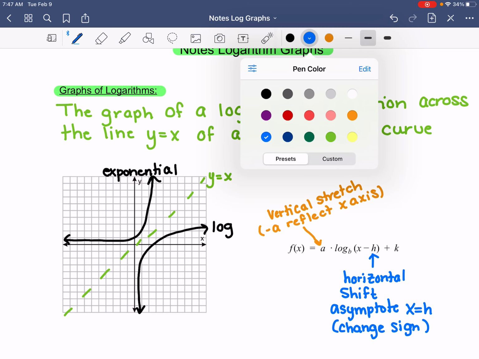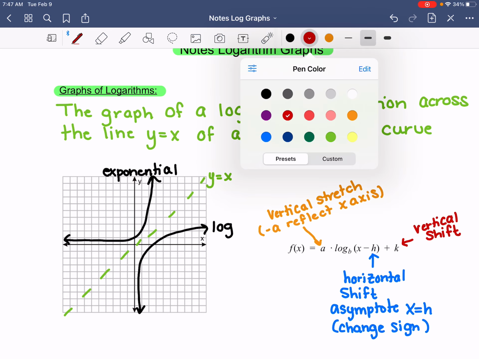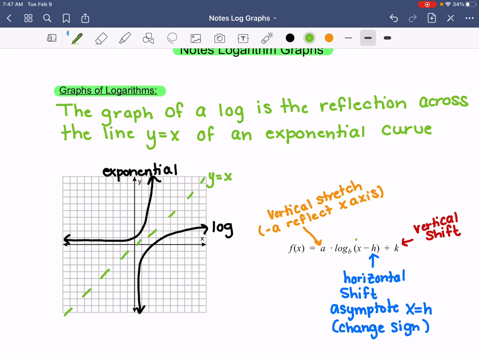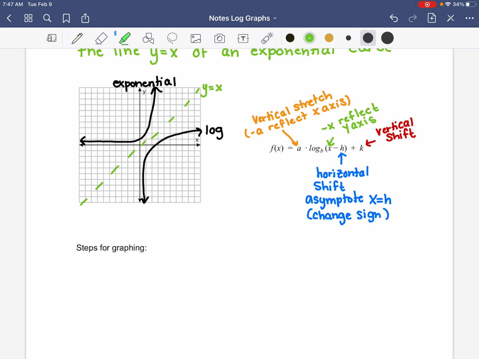k is your vertical shift. That one you get to keep the sign. It will move your graph up and down. The only other thing I wanted to note is if your x is negative, it reflects across the y-axis. So we're going to talk about some steps for graphing, what the graphs will look like, and then we will do some examples.